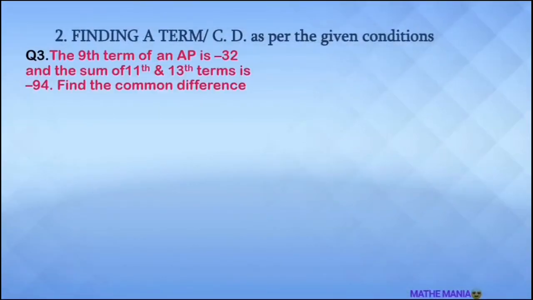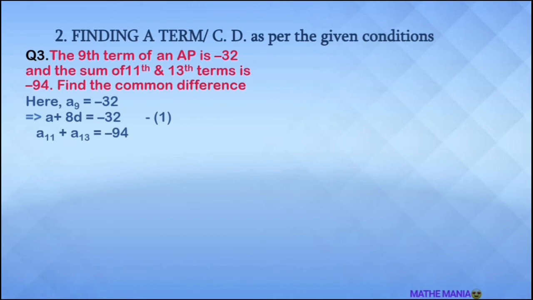Here we are asked to find the common difference, but the method is again the same. We are given that ninth term of the AP is minus 32. So from there we get the first equation, a plus 8d is equal to minus 32. The second condition given is sum of 11th and 13th term is minus 94. That means a11 plus a13 is equal to minus 94. a11 means a plus 10d and a13 means a plus 12d, and so on. Simplifying this equation, we get 2a plus 22d is equal to minus 94.